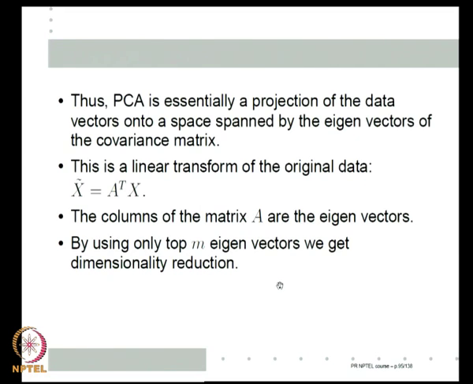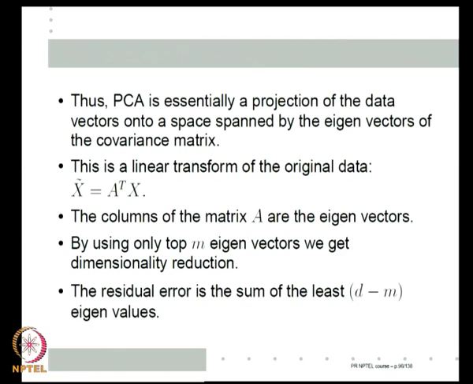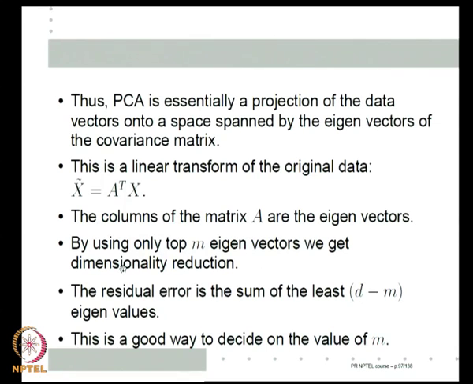Now, what will be the residual error? The residual error, as you have already seen, is the sum over j equal to m plus 1 to D of u_j transpose S u_j, which is nothing but the sum of the remaining eigenvalues. So, the residual will be the sum of the least D minus m eigenvalues. So, find all the eigenvalues, look from the bottom most, and keep adding them. How much error you can tolerate, that many eigenvalues you can reject, and that tells me what m I should use. This is often one way of deciding m. I look at these eigenvalues and based on this set how many eigenvalues I can reject.